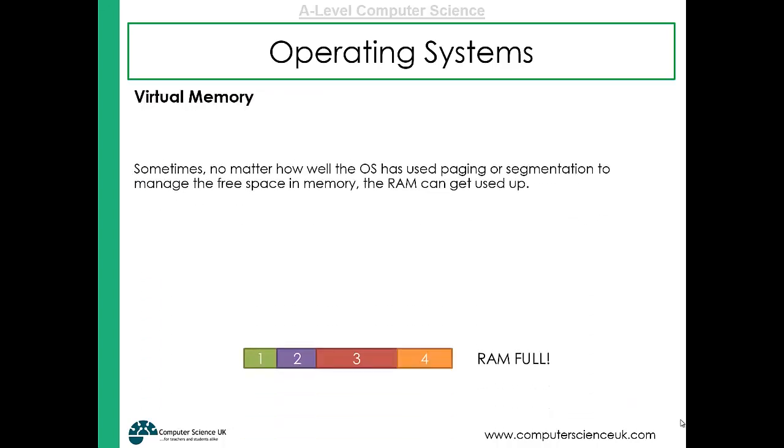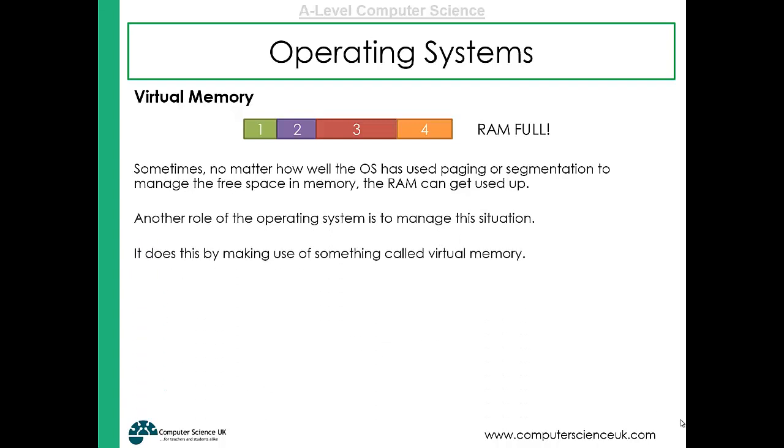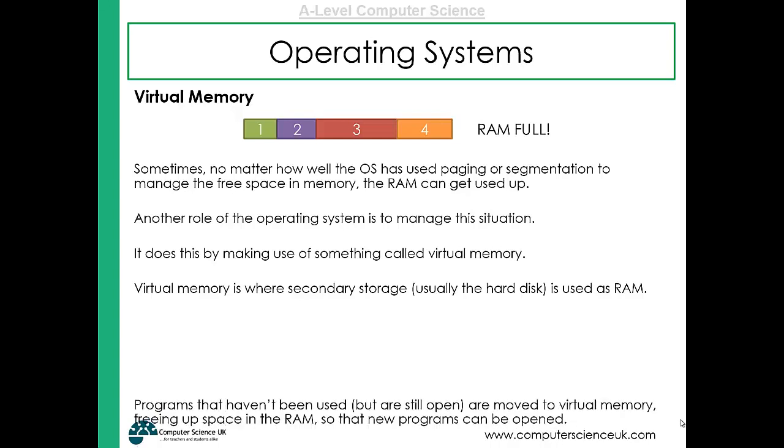Now, virtual memory, we talked about in the last video. Virtual memory comes into play when the RAM is full. So sometimes, no matter how well the operating system uses paging or segmentation to manage the free space, the RAM can get used up. And another role of the operating system is to manage that situation. And it does that using something called virtual memory. So it's secondary storage, usually the hard disk, being used as RAM.